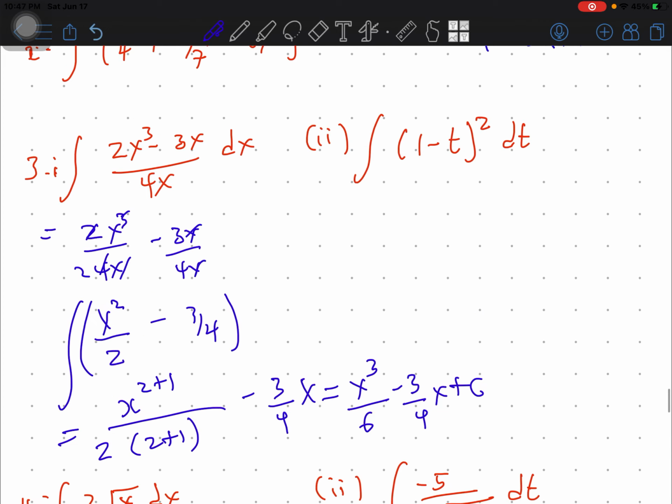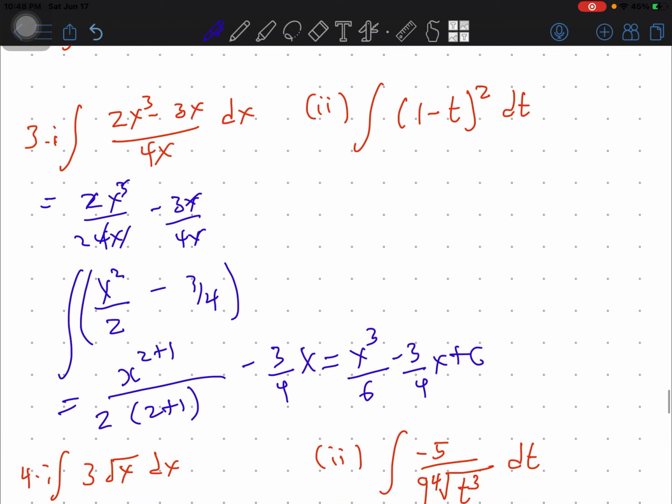So let's move to the next one. We have 1 minus t all squared. If they give you a question like this, it's more or less similar to the one that you did in differentiation. But as I said, when you differentiate whatever is inside the bracket, you multiply. But in integration, we don't do that, we divide. In integration, we divide.